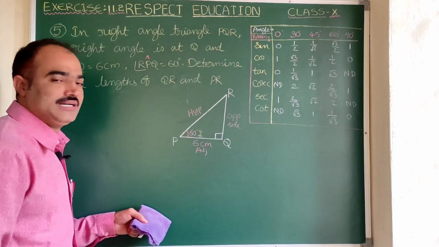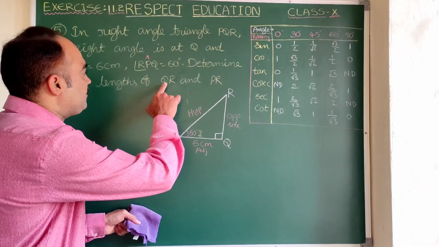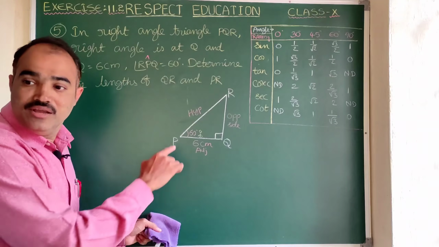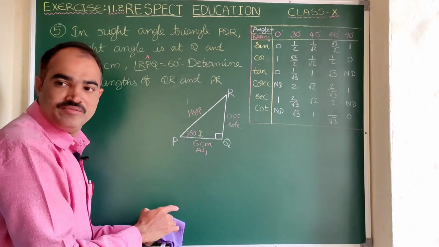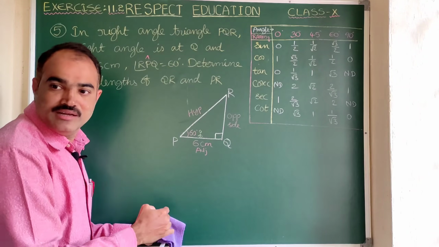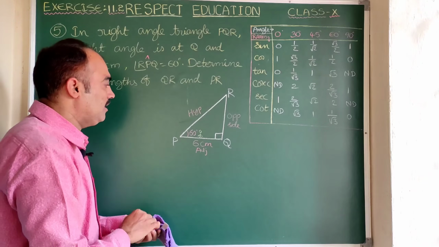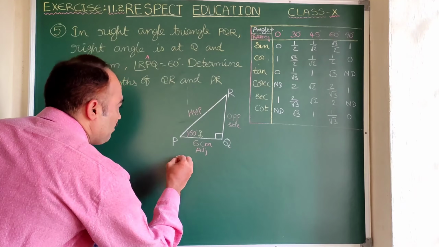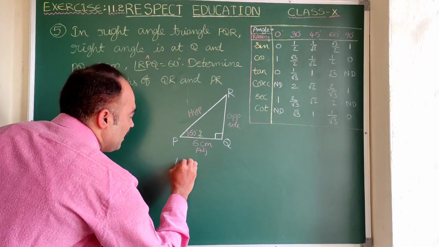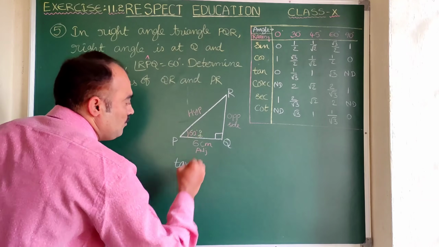Now here you do understand that first you are going to find QR, meaning the opposite side is required. We know the adjacent side and angle. So here which trigonometric ratio is applicable? Tan theta. Tan theta is applicable. So here let us apply tan theta. So it becomes tan theta is equal to, what is the formula?